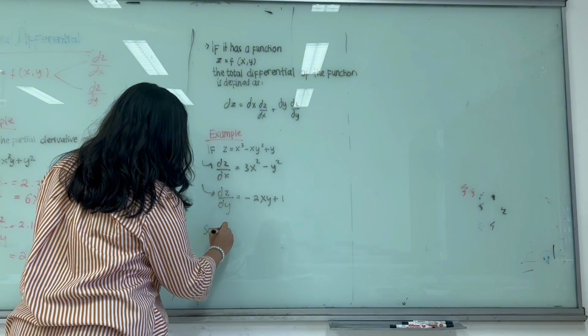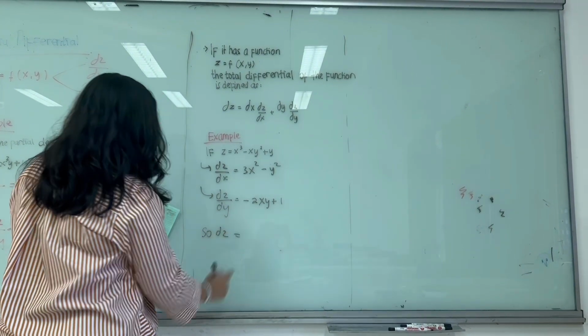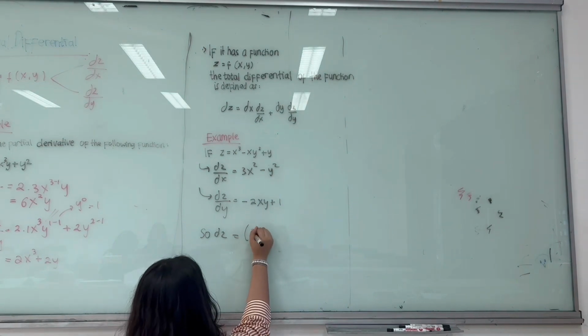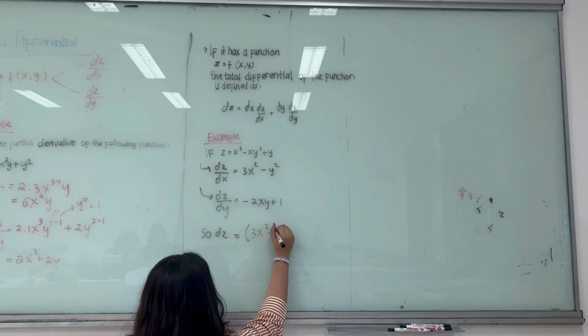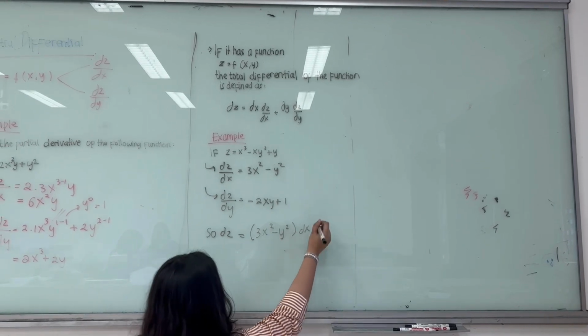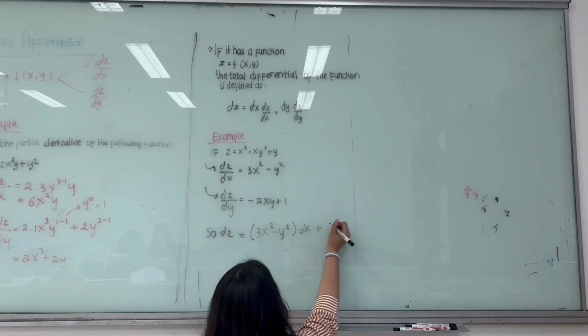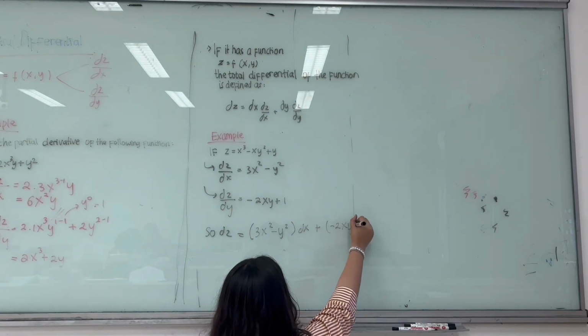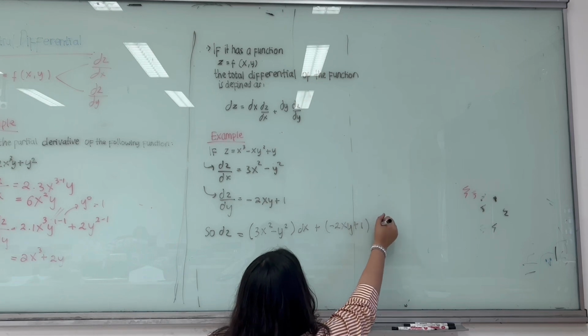So the dz is (3x² minus y²) dx plus (minus 2xy plus 1) dy.